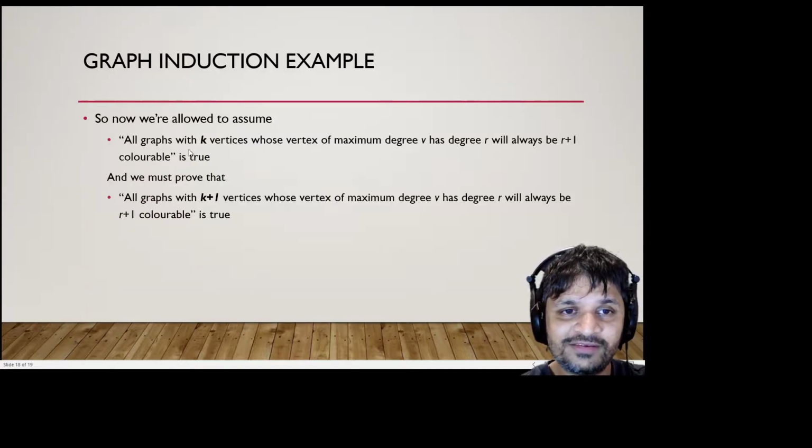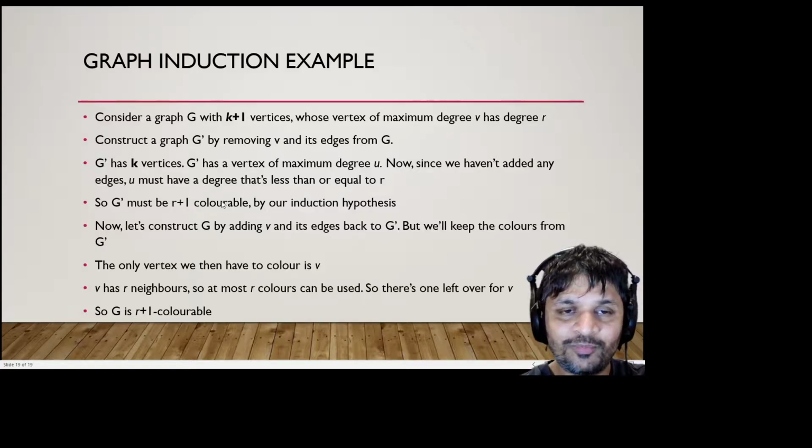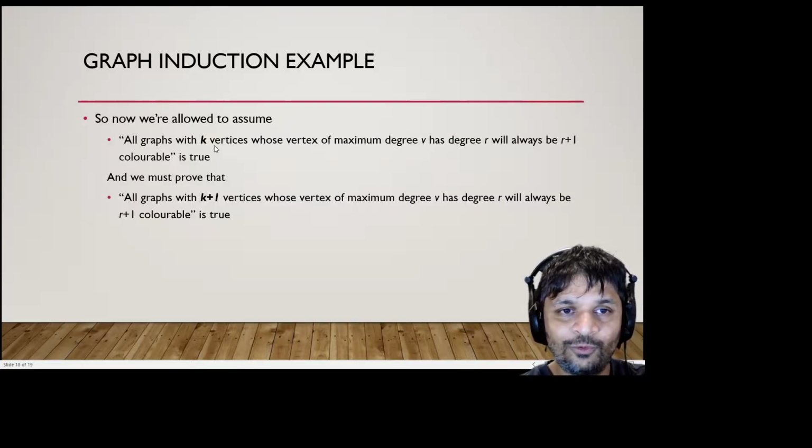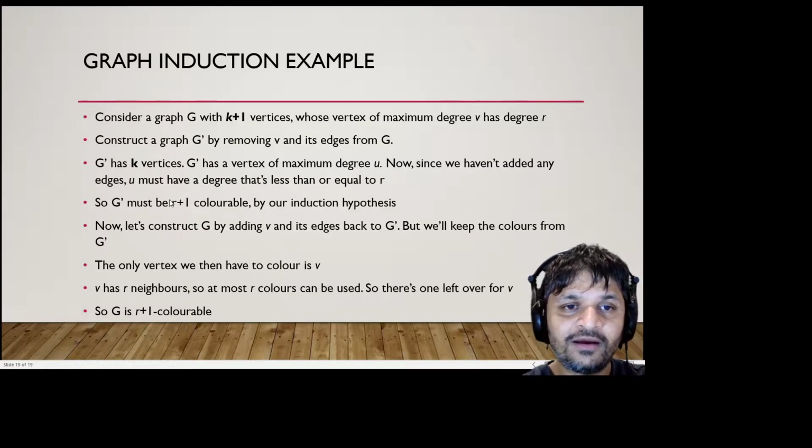So basically by this assumption, because G prime is a graph with k vertices, I'm allowed to use this assumption, right? And so that means that G prime must be R plus 1 colorable because this statement must now hold, right? Again, remember the key to this is that R plus 1 colorable doesn't mean that I need to use all R plus 1 colors, right? It might be possible to color it using R colors or R minus 1 colors. It doesn't matter. As long as it's colorable using R plus 1 colors, we're fine. Okay, so G prime is R plus 1 colorable.